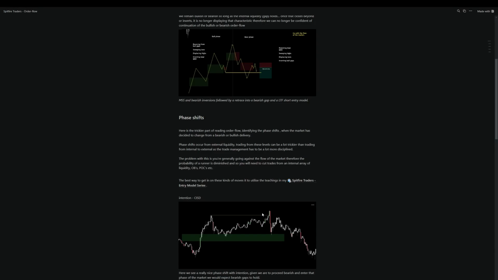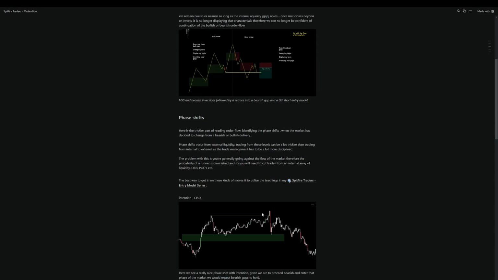Trading from these levels can be a lot trickier than trading from internal to external, as you have to be a lot more disciplined on the trade management. The problem is you're generally going against the flow of the market, so the probability of a runner is diminished. As we know, everybody in here is part of this Bitcoin pump. If you're the guy who wants to short every single top, you're going against the flow of the market, it's a lot more stressful, and you have to find internal targets. Whereas the guy trading internal to external has a much easier time. He's going with the flow of the market.